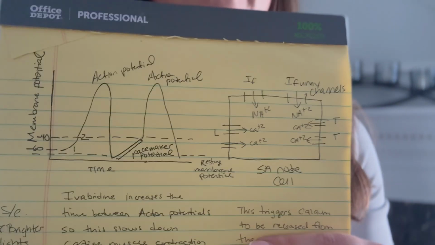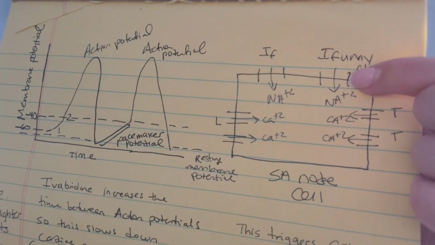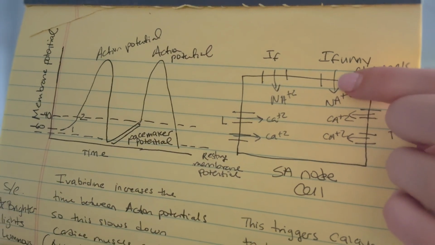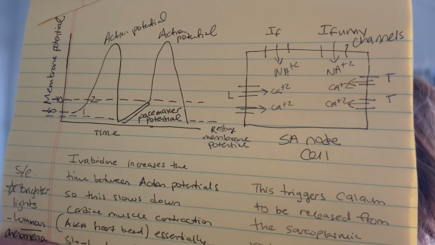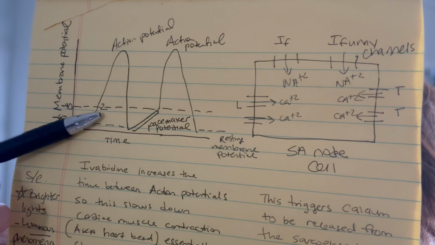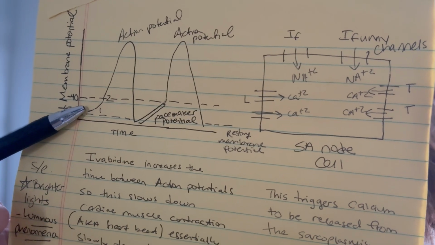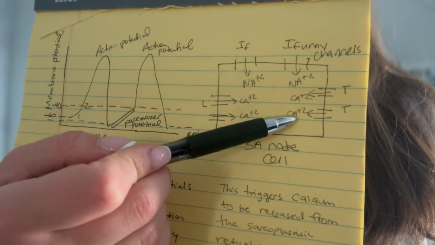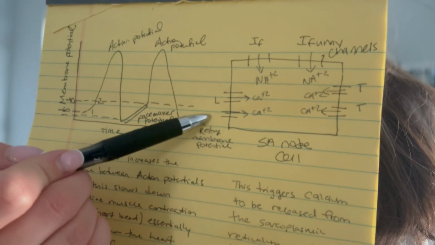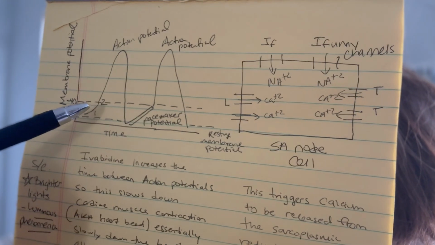So what does Ivabradine do? Ivabradine blocks this funny channel here. And so the sodium is not able to enter, which means that you do not get this positive change in the membrane. That delays the opening of the T calcium channels and then the L calcium channels. So essentially this whole action potential is delayed.